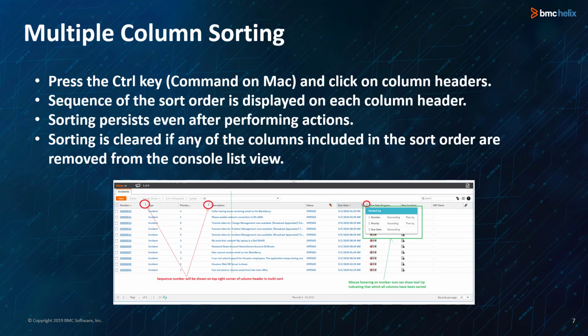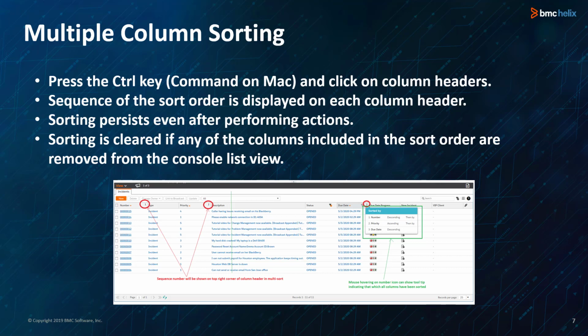To sort on multiple columns, press the Control key and click on the columns. On Macs, use the Command key instead. The sequence of the sort order is displayed on each column header as a number. Hovering on the number displays details of the sort order, such as the columns in it and the order, whether ascending or descending. Sorting persists even after performing actions such as searching, moving to the next or the previous page, and changing the list view.